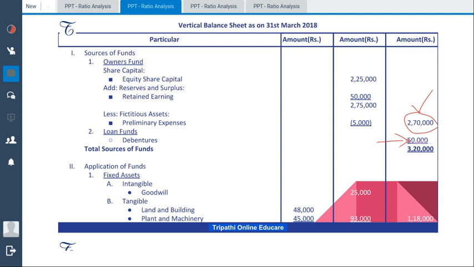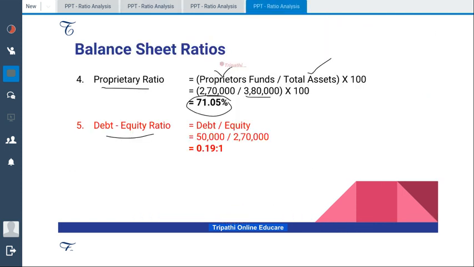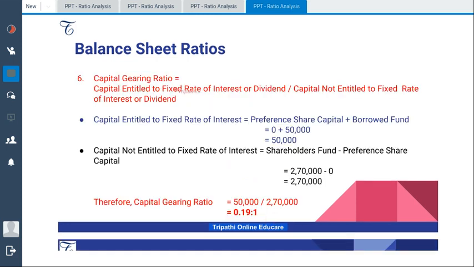Okay, so it will be 50,000 upon 2,70,000. So you can see debt 50,000 upon equity 2,70,000. So it is 0.19 is to 1. So now we can say in this company debt equity ratio is 0.19 is to 1. Next balance sheet ratio is capital gearing ratio.